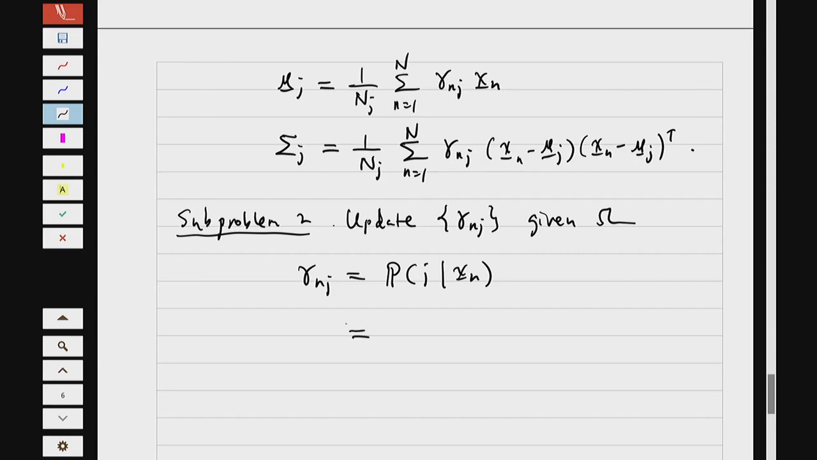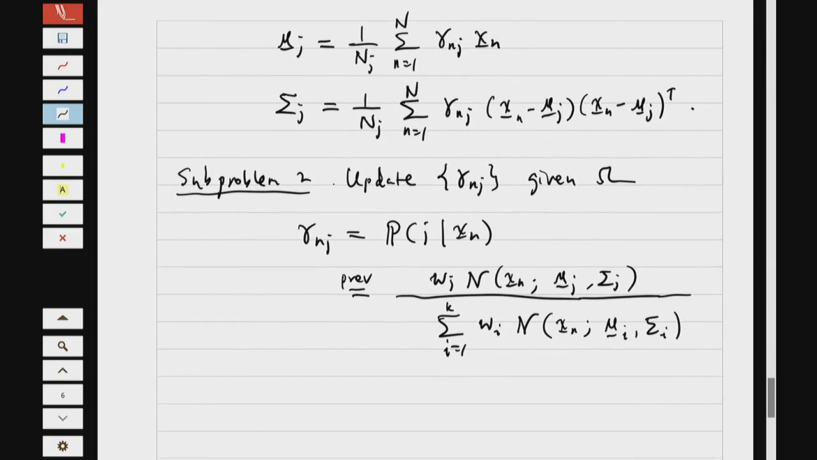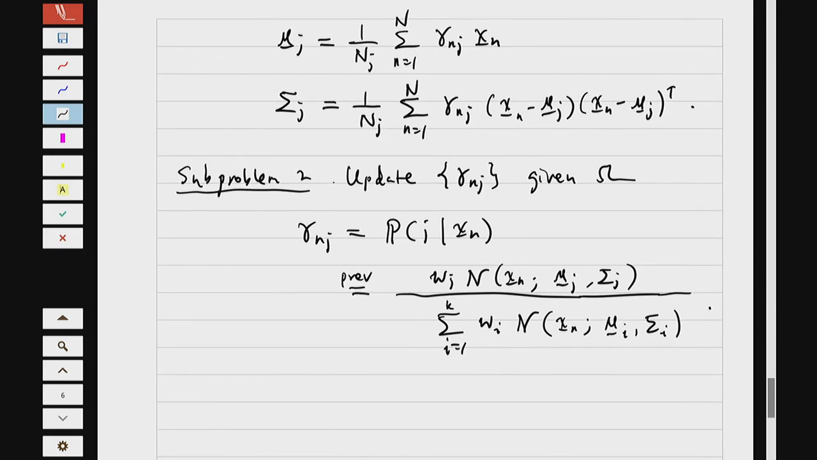And of course, from the previous case, you already have the formula. It's simply wj N of xn, mu j, sigma j, and then the summation i over 1 to k of wi N of xn, mu i, sigma i. Just the Bayes rule again. Okay, and then we're done. This is subproblem 2, as simple as that.